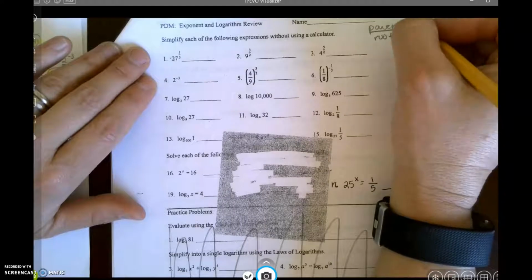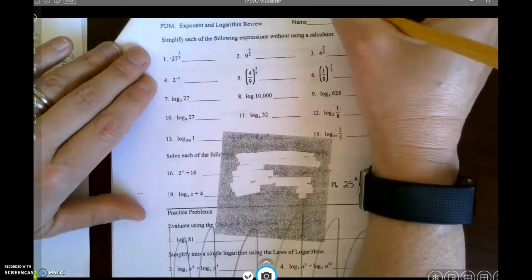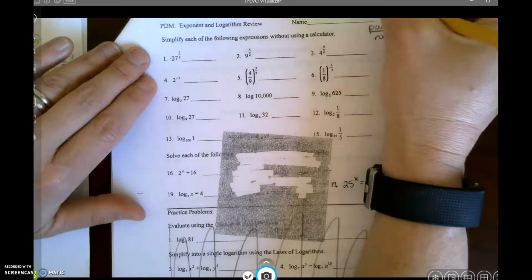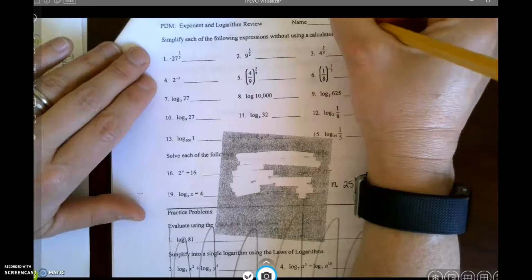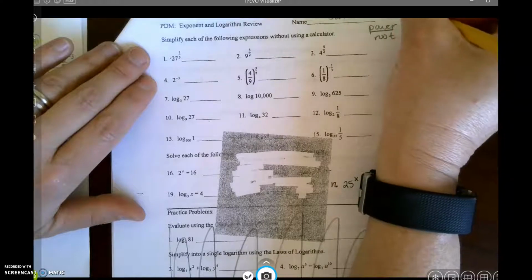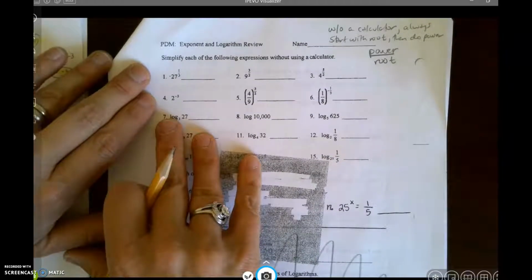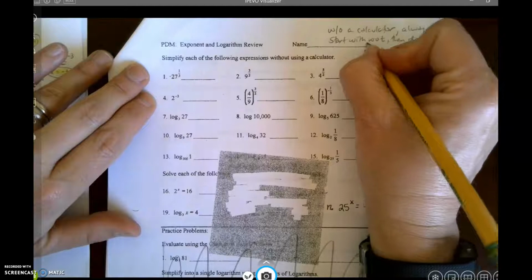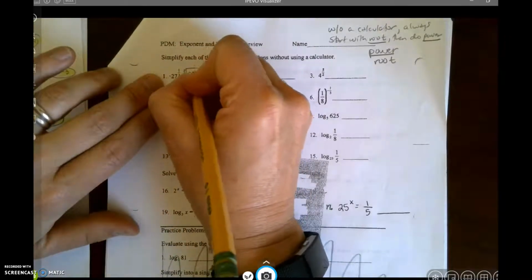And when you're doing it without a calculator, always start with the root, then do power. Okay? Oh, sorry. Without a calculator, always start with the root and then do power. So root, then power is the order that you want to do it when you don't have a calculator. So 27 to the 1/3 means the cube root of 27, which I know is 3.